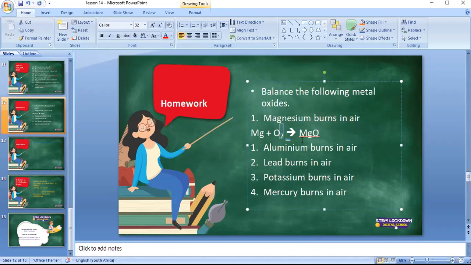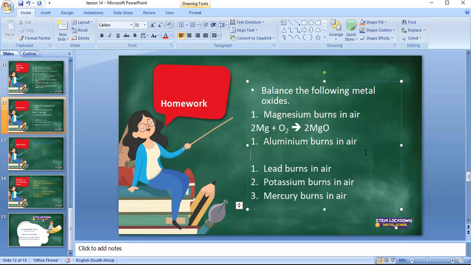No. What is not balancing? Let us look at the oxygens. How many oxygens do we have on the left? Two. And on the right? One. So do we put a subscript or a coefficient? Coefficient. Which coefficient are we going to put there? Two. On the right hand side we put two there. So now we have two oxygens and two magnesiums on the right, and on the left we've got two oxygens and one magnesium. So we're going to put another coefficient there, which is two. It is balanced now.